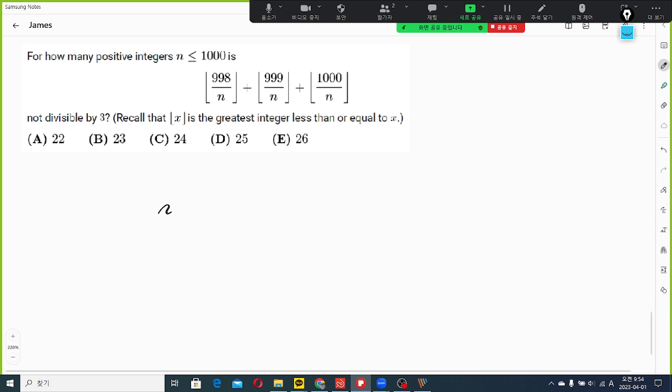So, because n is a positive integer, we can start from n is 1. So when n is 1, the first Gaussian value is just 998. So they are all integers. So is the sum of these a multiple of 3?